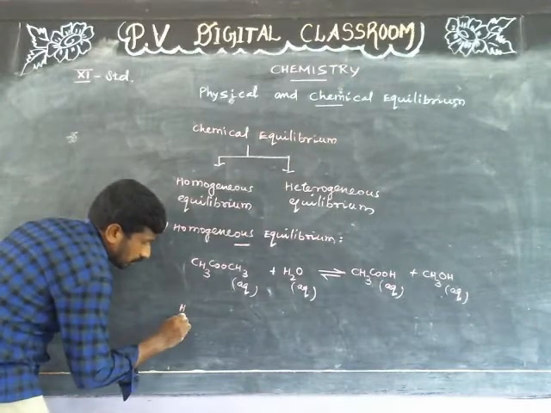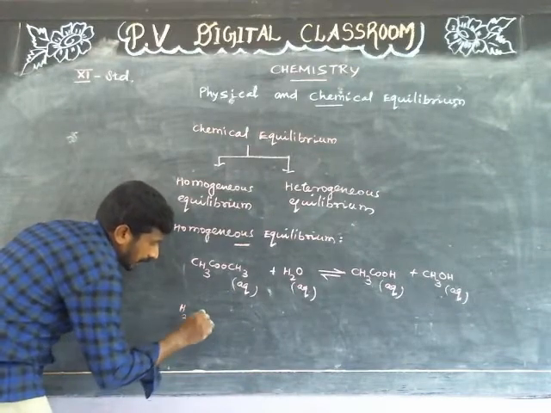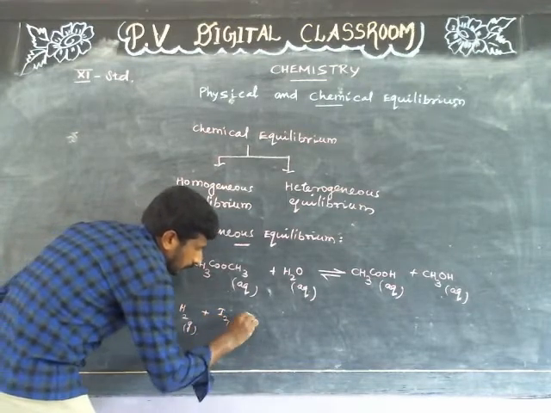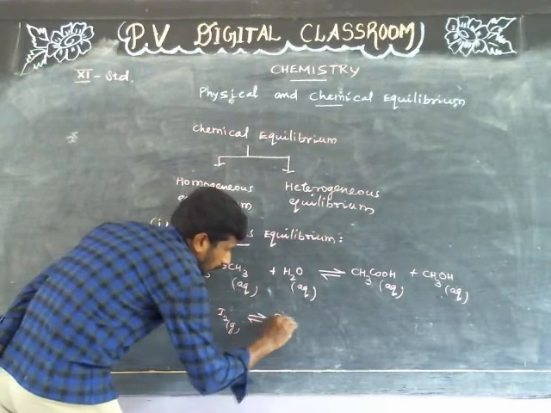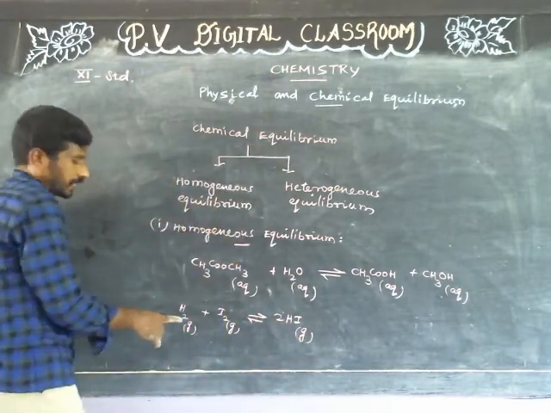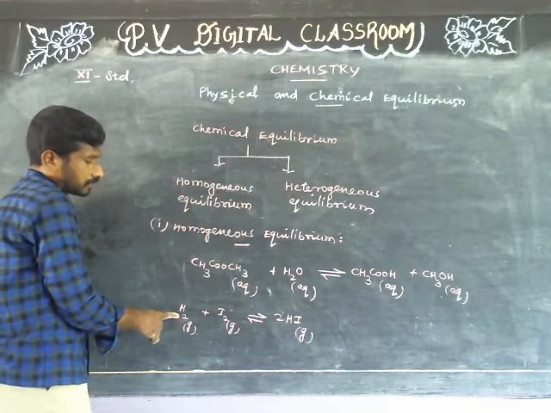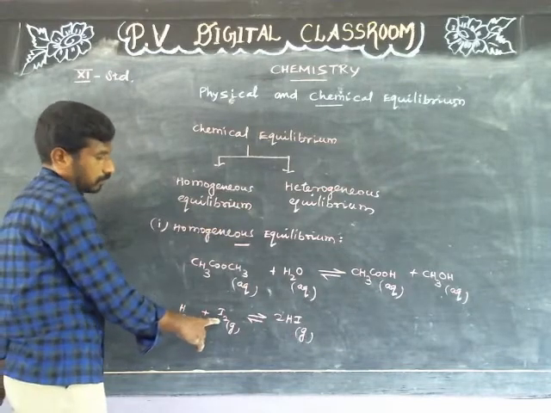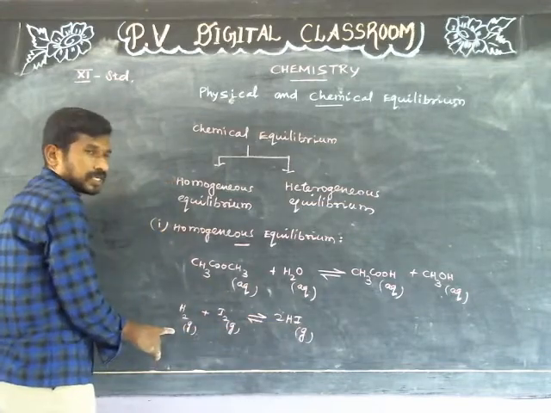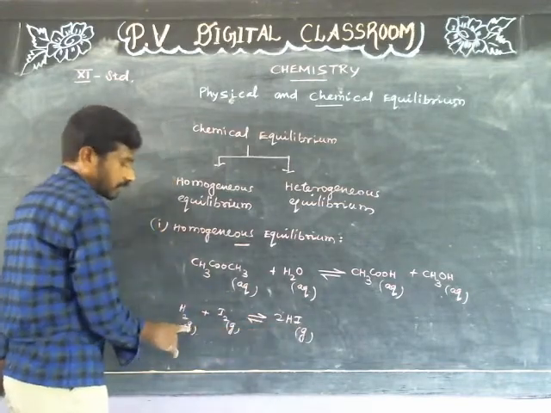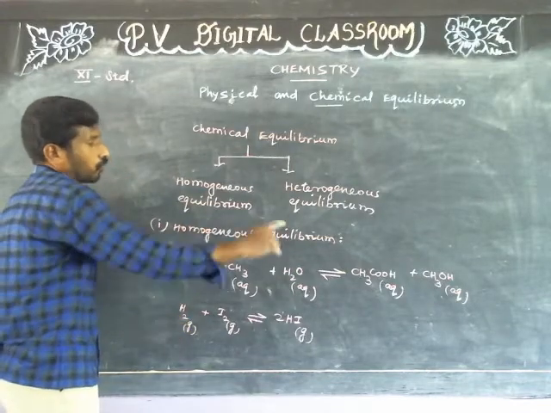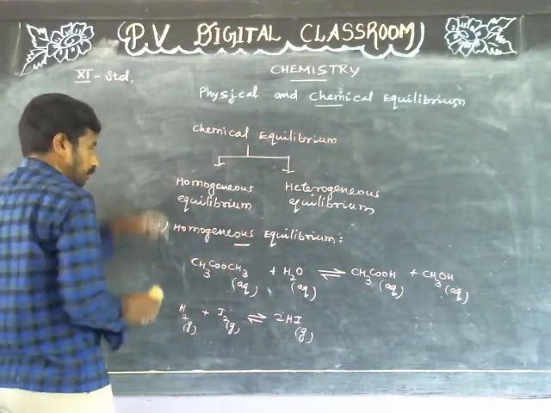Another example: hydrogen gas plus iodine gas in equilibrium with hydrogen iodide gas. In this reaction, the reactants hydrogen and iodine and the product hydrogen iodide are present in the same phase, that is, gaseous phase. So this reaction belongs to homogeneous equilibrium.